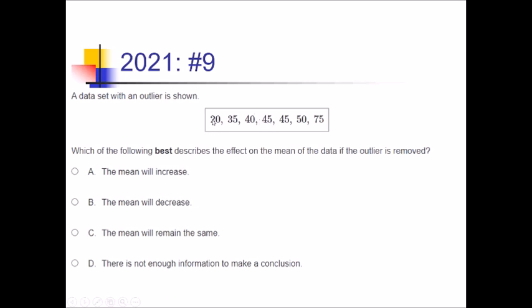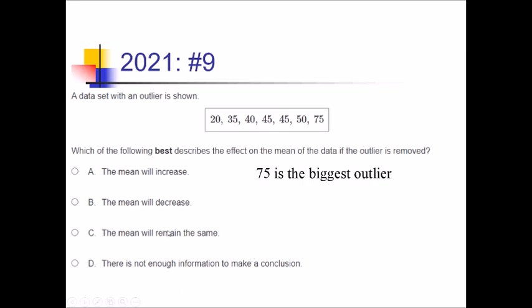20 is one candidate. That's 25 away from there. 75 is 30 away from 45. So if they're telling us that there's an outlier, 75 has got to be it. It's the biggest outlier, so that must be the one they're talking about. Now, what happens if we remove 75 from this data set? Looking at my answer choices, we're talking about the mean either increasing, decreasing, staying the same, or just not having enough information to make a conclusion.